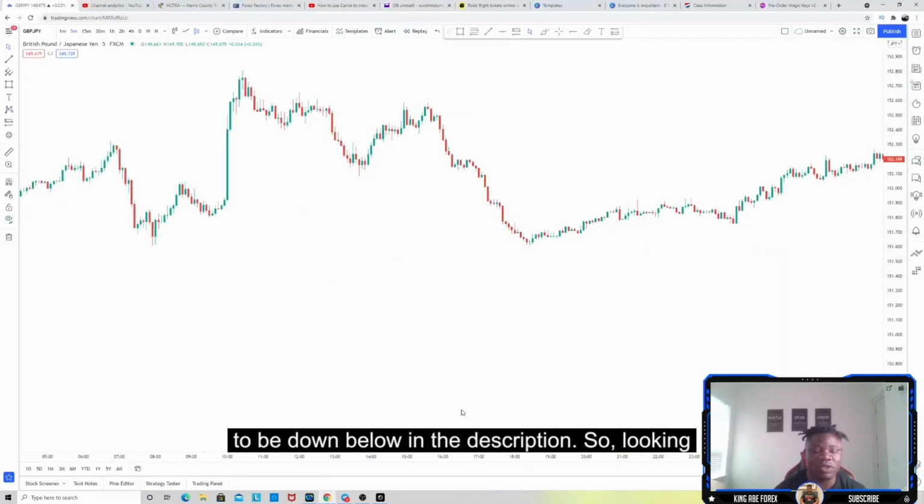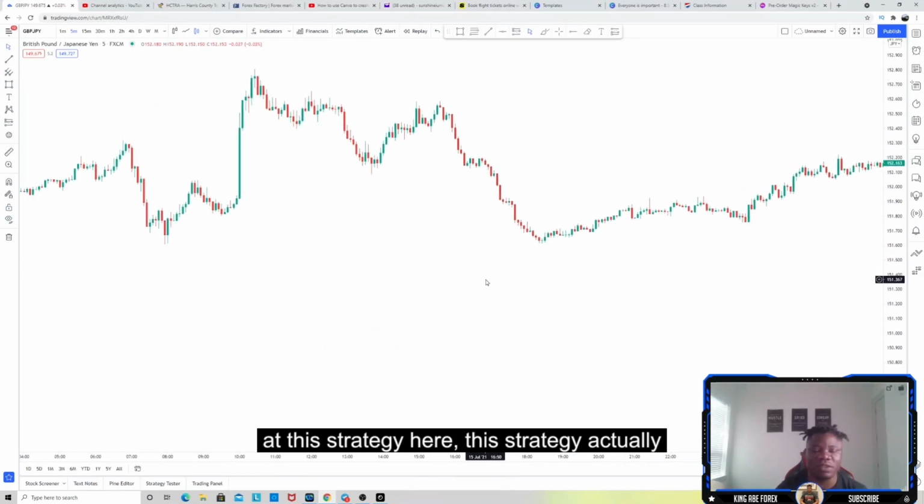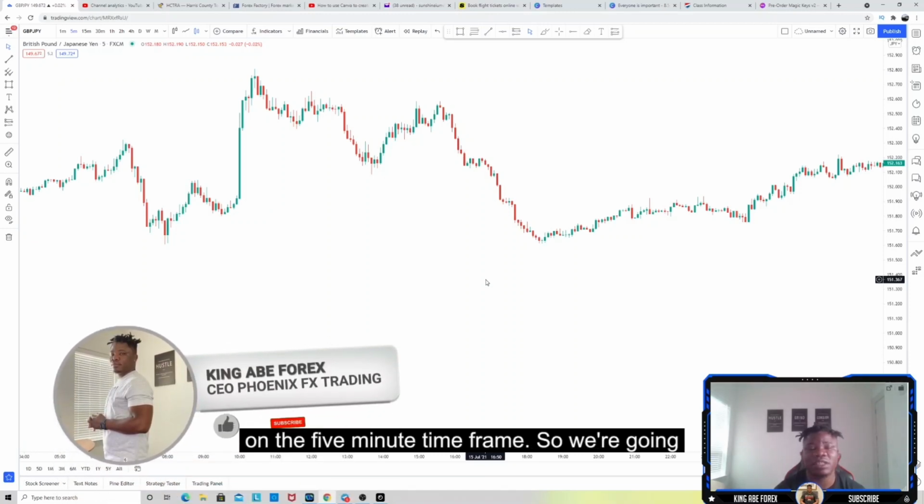Looking at this strategy, it actually works on all pairs, but I recommend using it on all GBP pairs and on the 5-minute time frame.